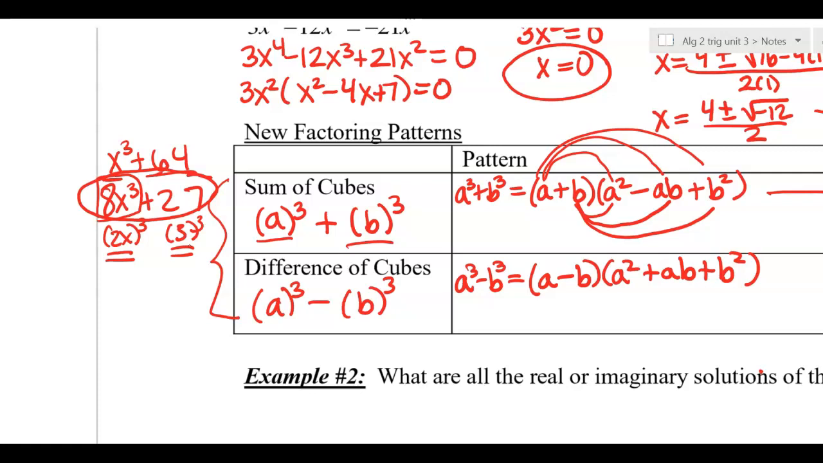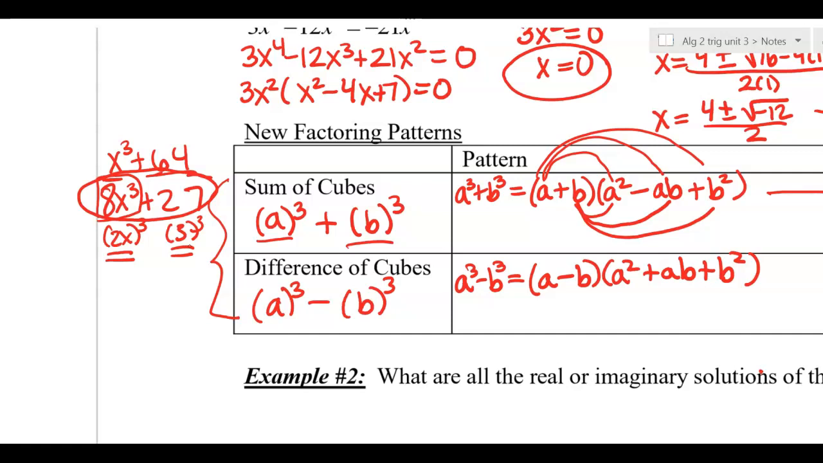But then look at the signs. Okay? Notice when it's a sum that you're factoring, that first binomial factor is also a sum. When it's a difference that you're factoring, the first binomial factor is also a difference. And then notice these are opposites. So if you're using a difference here, you're using a sum here. If you're using a sum here, you have to use a difference here.